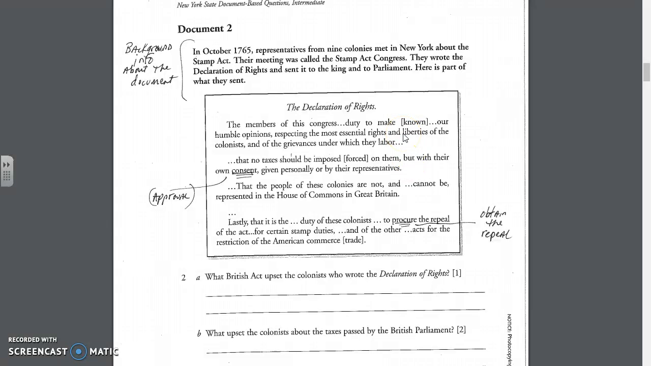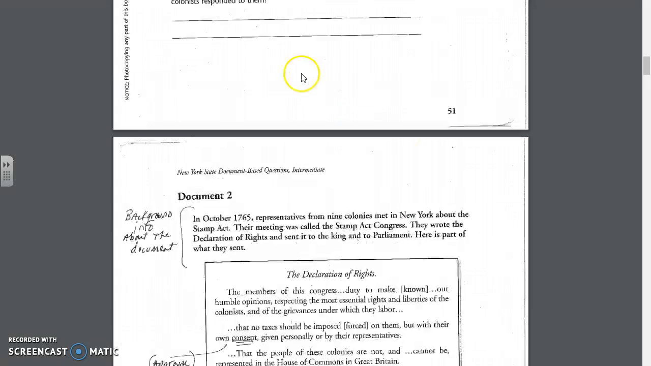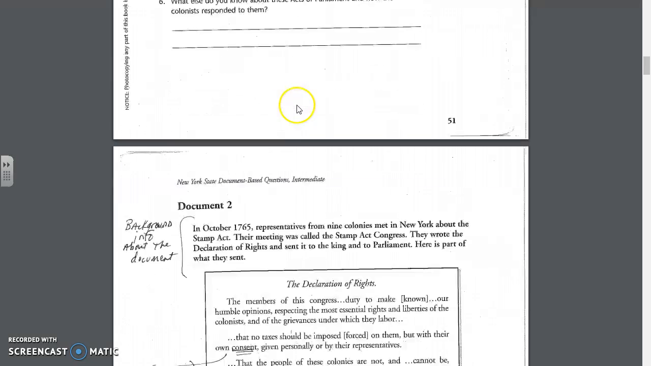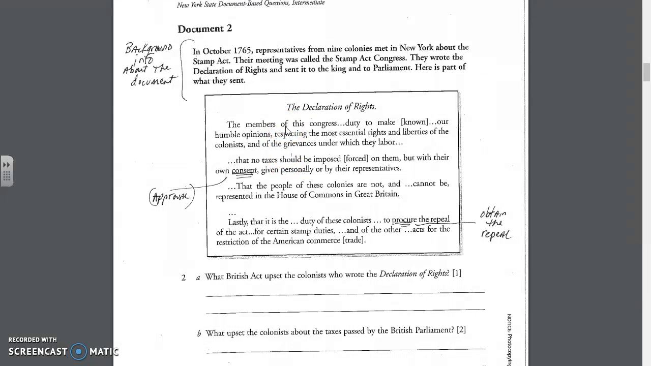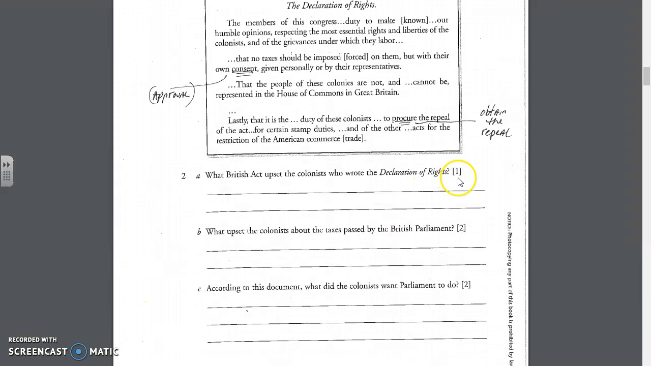So when you get finished with document number 1 and the questions on 51, go on to page 52 and answer the document questions following document number 2. Note that the questions are worth 2A 1 point, 2B 2 points, and 2C 2 points. This assignment should be completed for Monday, November 28th, when you return from Thanksgiving break.